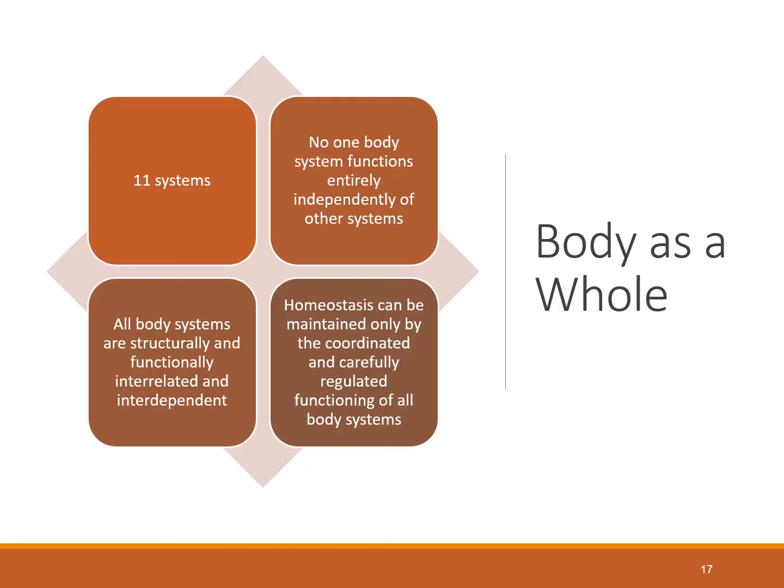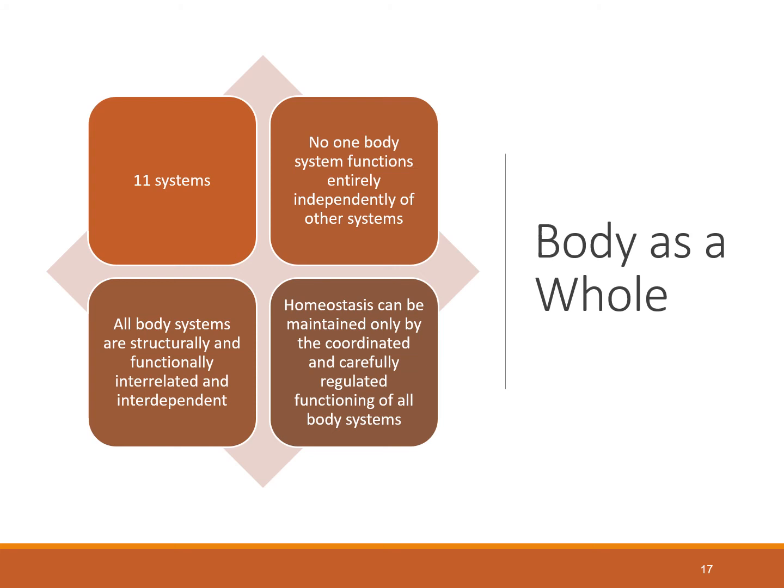The body as a whole is comprised of 11 systems. These systems work separately as well as together to maintain homeostasis of the body. The only way that this works perfectly is when all of these systems are fully functioning and online. Now, when we think about the aging process, the ability to maintain homeostasis starts to decline with aging because the functioning of body systems begins to decline.